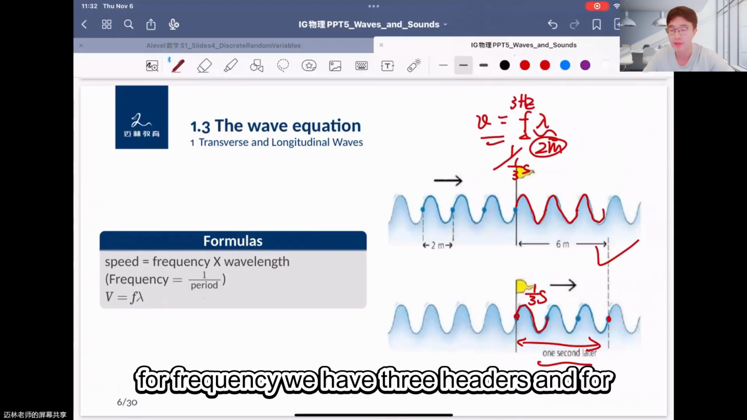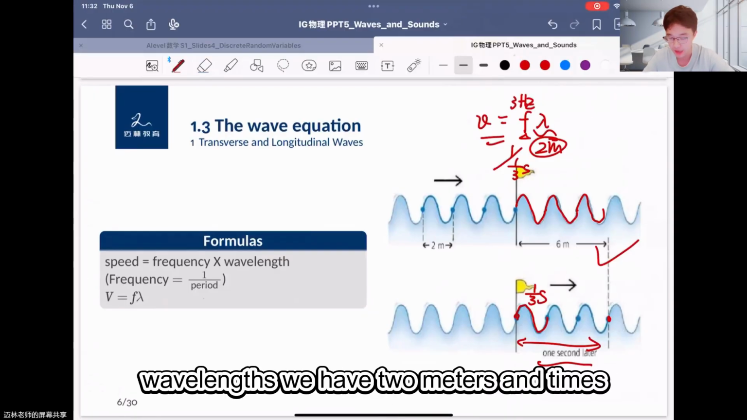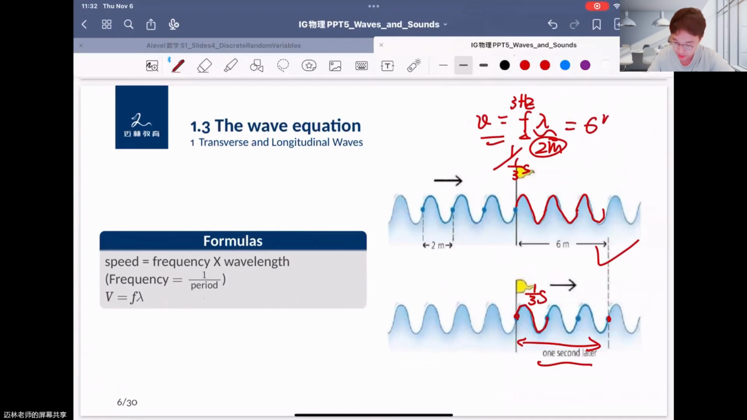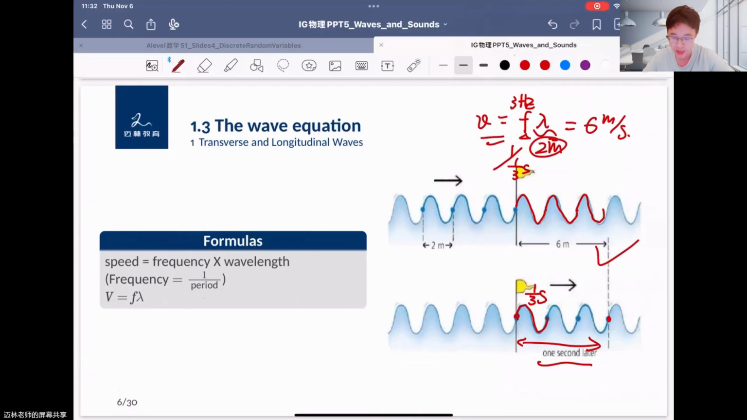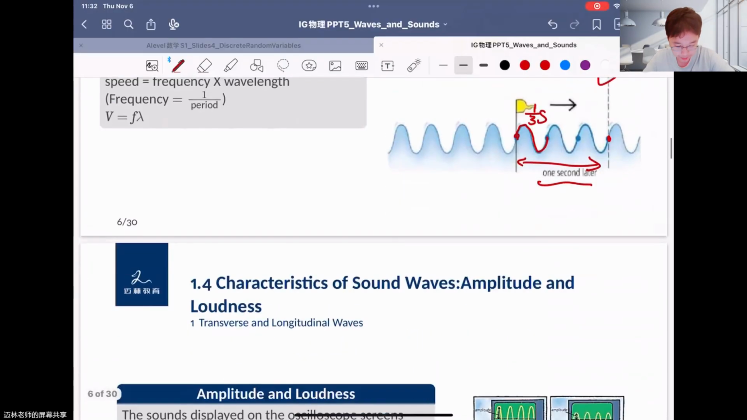So for frequency, we have 3 hertz, and for wavelength, we have 2 meters, and multiplying them together gives 6 meters per second, okay? So the final wave speed is 6 meters per second, okay? So here is a very clear example for this, okay?